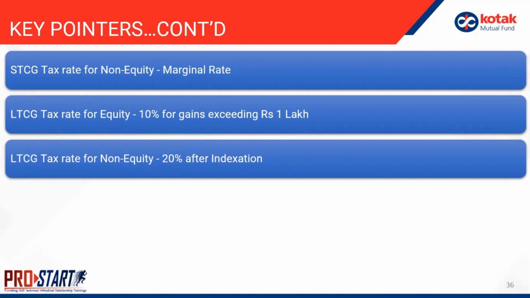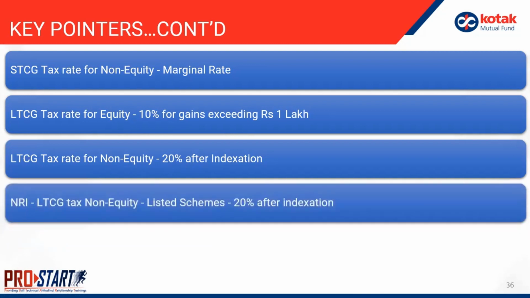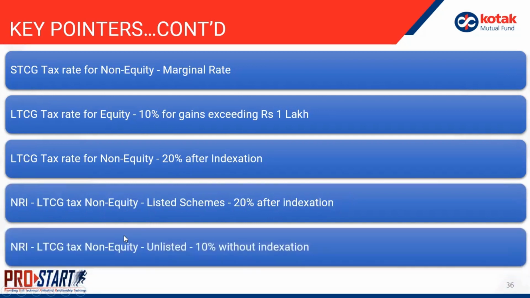So indexation is basically a tool or a calculation concept that we use to reduce our tax liability, right? Due to inflation, we take into consideration the inflation, what is the current value, and it helps in reducing our tax liability. So that's a good thing. For NRIs, LTCG tax for non-equity listed schemes will be 20% after indexation. For unlisted schemes, it will be 10% without indexation.